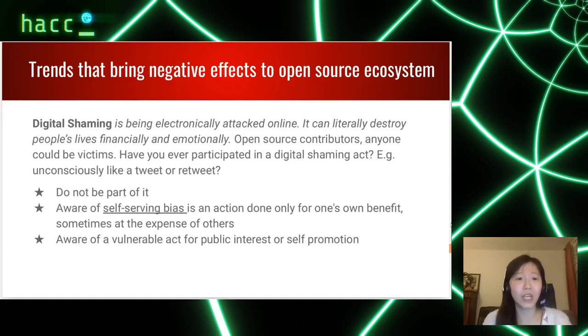There is also something that we should be aware of. There are a lot of people out there who use a vulnerable act for public interest, because they think that if you express yourself as a victim, you could get attention and support from the public, and it is also good for building up your profile and interest. It sounds unreasonable, but it is still a practice that happens online. So it is important for us to be aware and not be part of this. We should not support initiatives if we do not know the people involved or do not have a clear understanding of the real story.